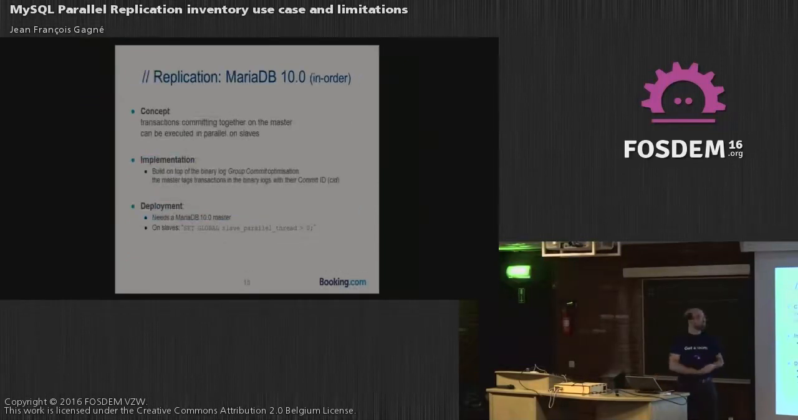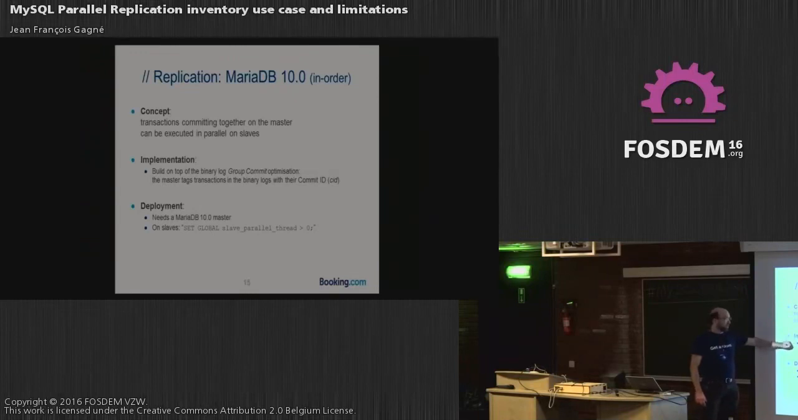The interesting part. In-order parallel replication in MariaDB 10.0. So the concept here is transactions that are committing together on the master can be executed in parallel on the slave. So if they commit together on the master, they do not conflict. So if they do not conflict, they can be run in parallel. So here we don't need any special design in our database from the developer or different schemas for this to work. This works just by itself.